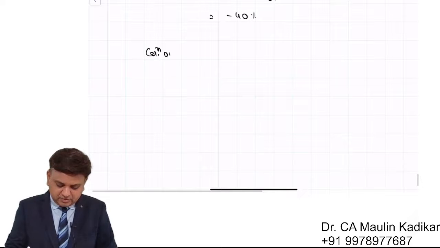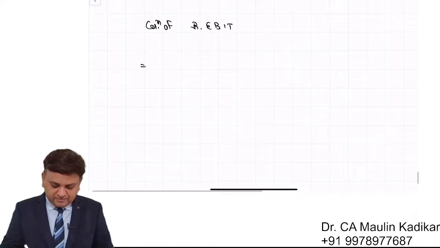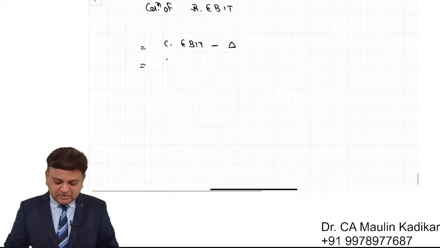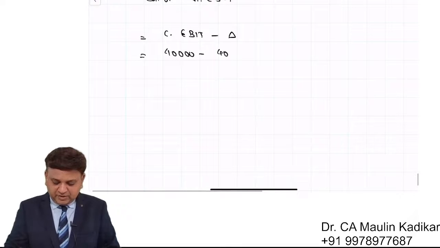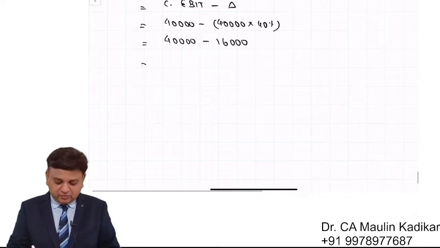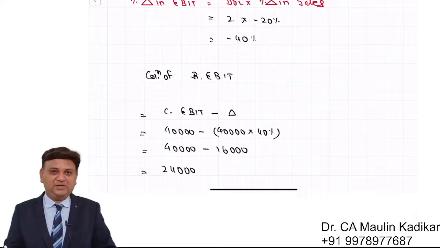Afterwards, calculation of the revised EBIT. How will the revised EBIT be calculated? It is current EBIT minus change. Why? Because there is a reduction. The current EBIT is 40,000 minus 40,000 into 40%. 40,000 minus 16,000. That comes to 24,000. That is the way the revised EBIT is calculated.